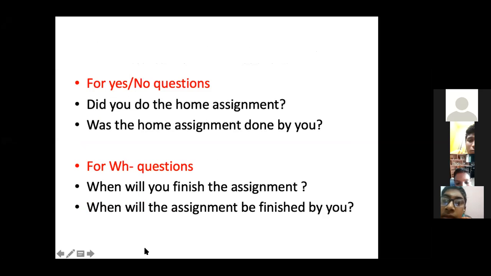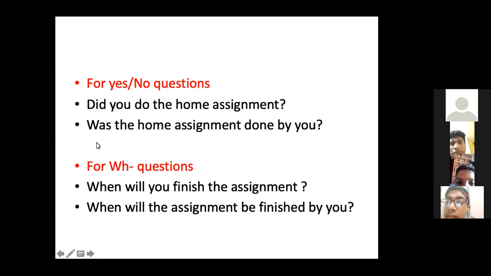The next one is for yes or no questions. Here you have to know what a yes or no question is. If you can give the answer for the question as yes or no, then it is called a yes or no question. So for example, you can see here, did you do the home assignment? This is the question. You can either say yes or you can say no, isn't it?